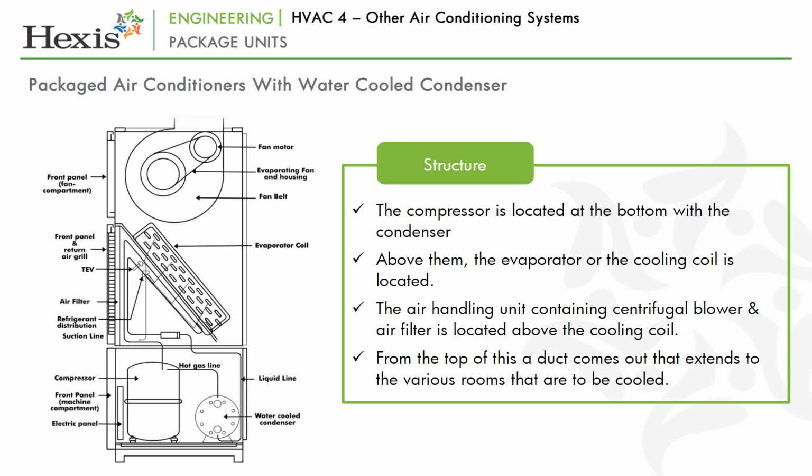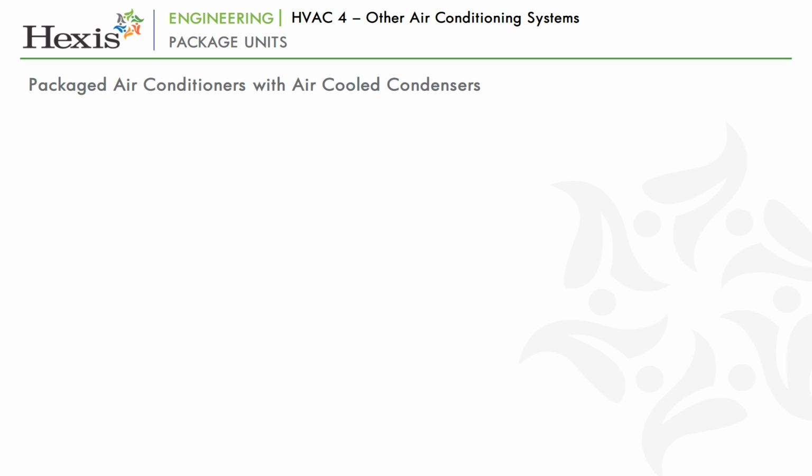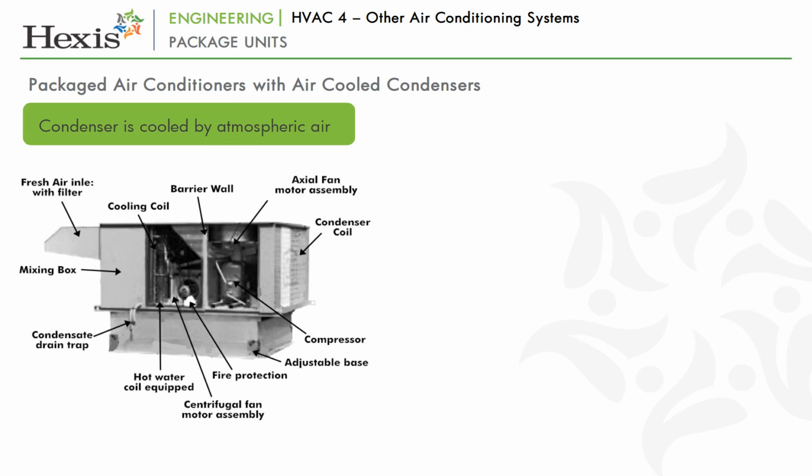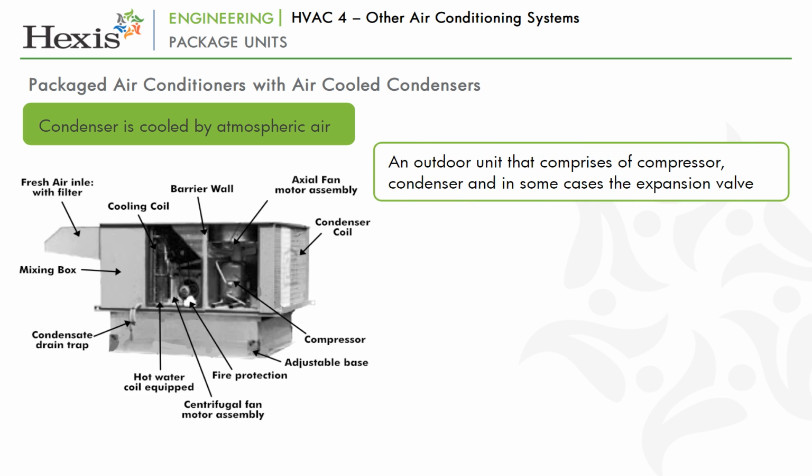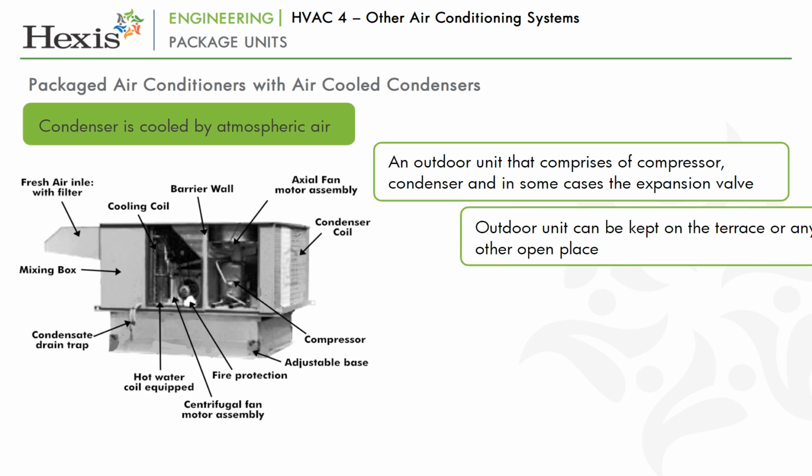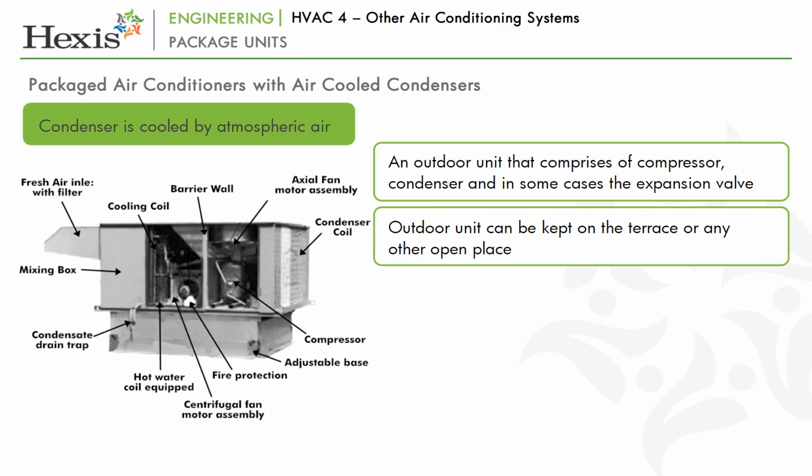to be cooled. Now we will look at the second type of package unit, that is, packaged air conditioners with air-cooled condensers. In this packaged air conditioners, the condenser of the refrigeration system is cooled by the atmospheric air. There is an outdoor unit that comprises of the important components like the compressor, condenser, and in some cases, the expansion valve. The outdoor unit can be kept on the terrace or any other open place where the free flow of the atmospheric air is available.